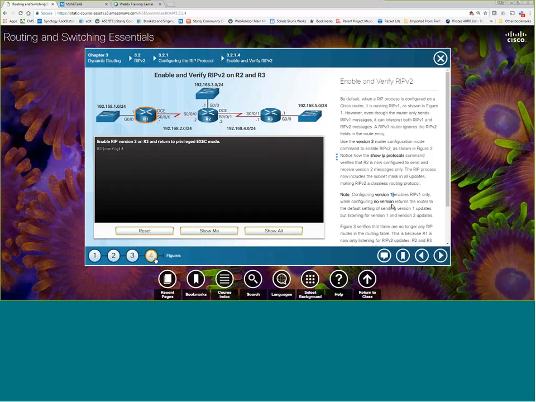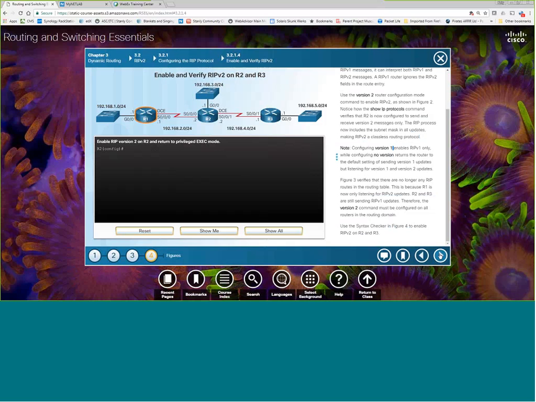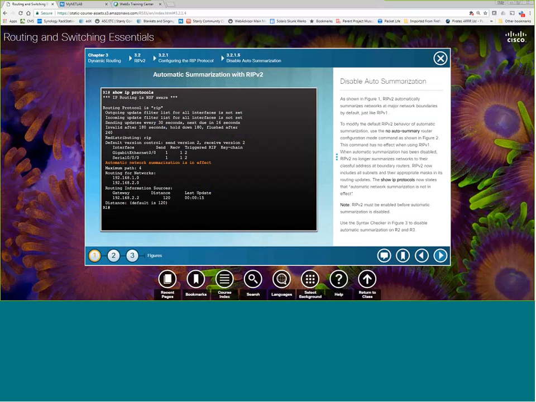Okay. So pretty easy. We're going to use version 2. We should almost always use version 2. In fact, in the real world, we're not going to use RIP at all. But it's just using the protocol to teach you how to use this.